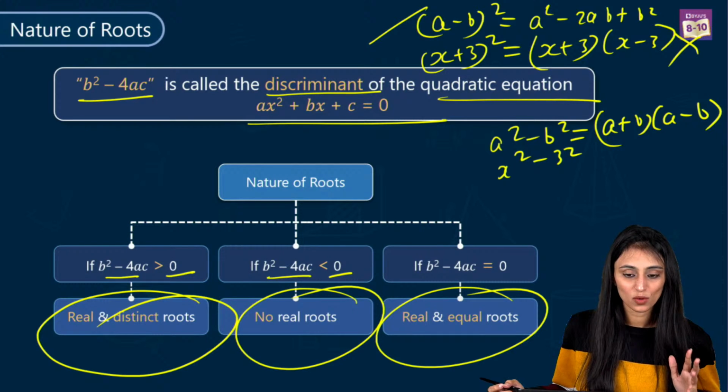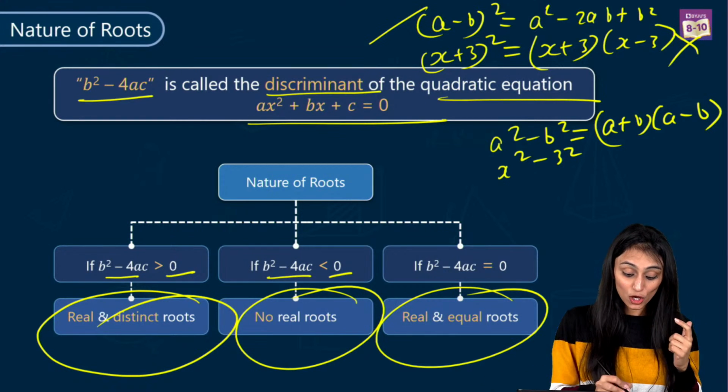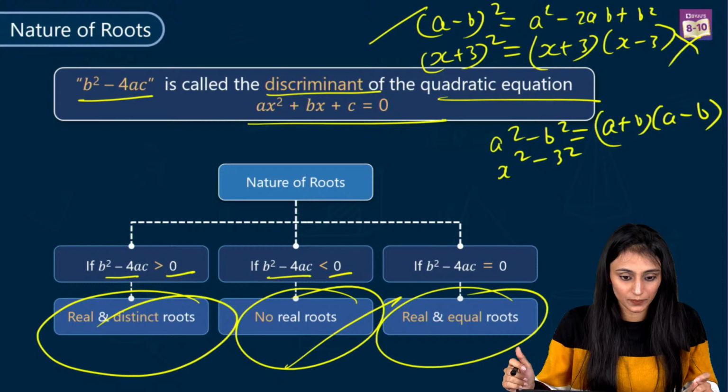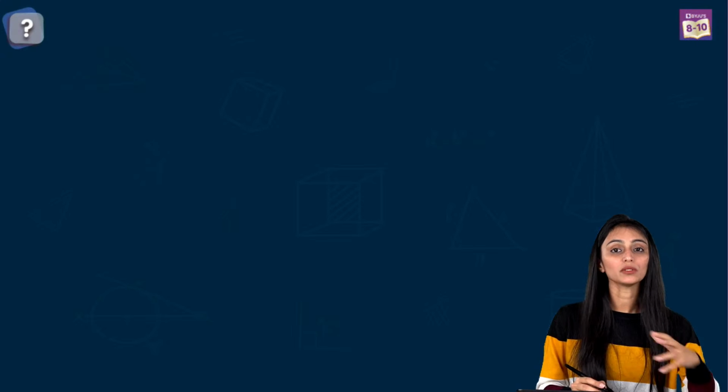Yes. If it is more than 0, roots are real and distinct. If it is equal to 0, they are real and equal. And if it is less than 0, no real roots, you do not have to solve further then. Okay, so this was about the nature of roots.